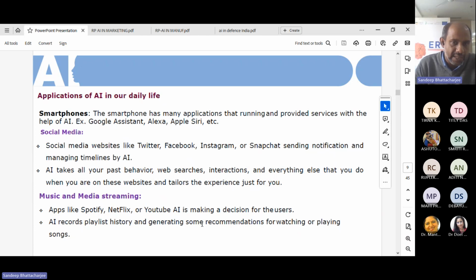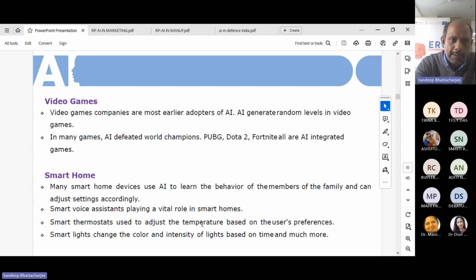So all these recommender systems I mentioned yesterday are also being handled by artificial intelligence algorithms. The recommender system is a very popular system which falls under this particular category. AI also creates playlist history, as I already mentioned, and it also helps in giving recommendations for watching or playing songs that I've already discussed.